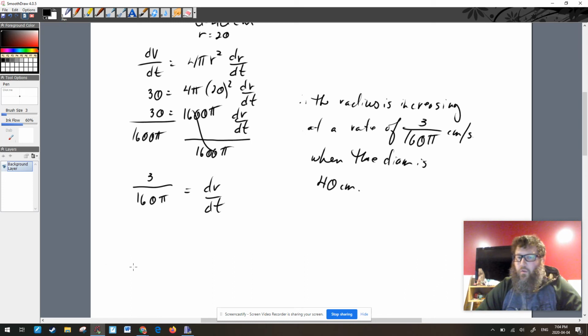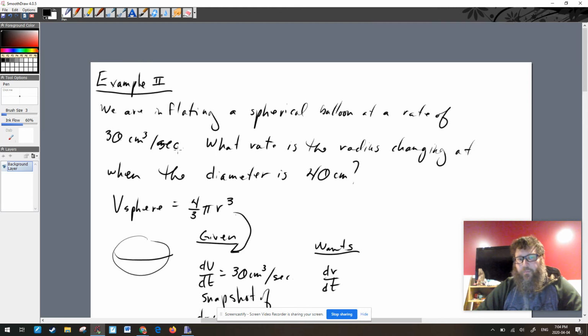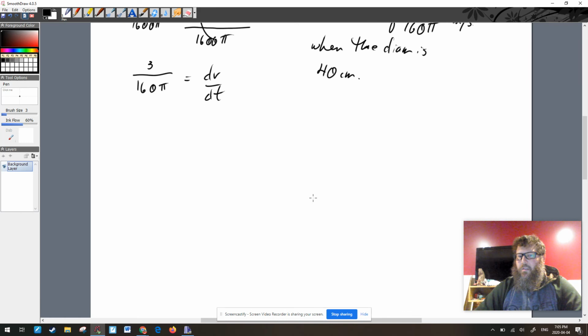Okay, so pretty straightforward. Let's adapt this problem, and we're going to keep everything the same. So it's going to still inflate at 30 centimeters per second, and we still want to know when the diameter is 40. But imagine that we changed it up just a little bit, and instead of asking at what rate the radius is changing, what if I had said, at what rate is the diameter changing? So I could do a part B to this problem.